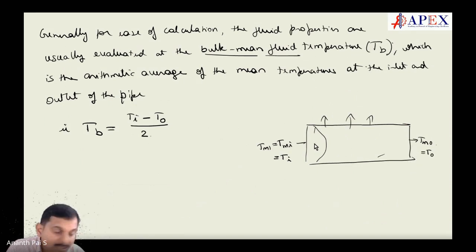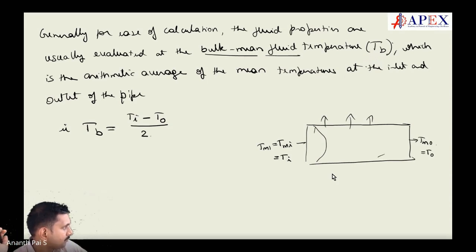Now, properties change with temperature. So at which temperature should I take the properties of the fluid? I should take them at the bulk mean temperature, which is the mean of the inlet and outlet mean temperature. Then you calculate. There are errors, but the errors are negligible.